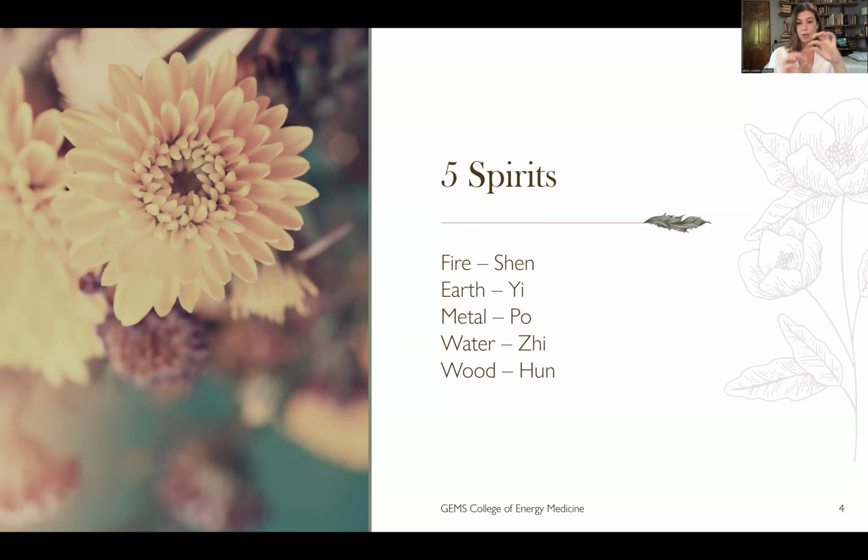And we're going to focus on two of them today in order to take a look at how this affects body-brain integration. The two that we're going to look at are the Po, which you can see here in the middle, is part of the metal element, and the Han, which is part of the wood element. Now, the reason why I'm focusing on these two at this moment in time is because these are opposing aspects of our own spirit, if you want to put it that way, or our essential self, our soul, or energy.